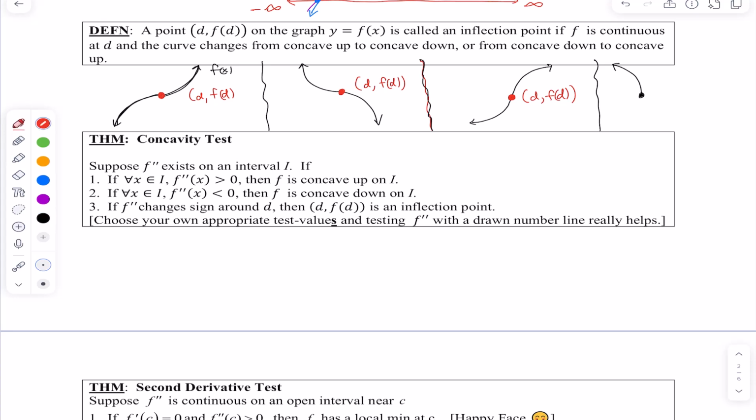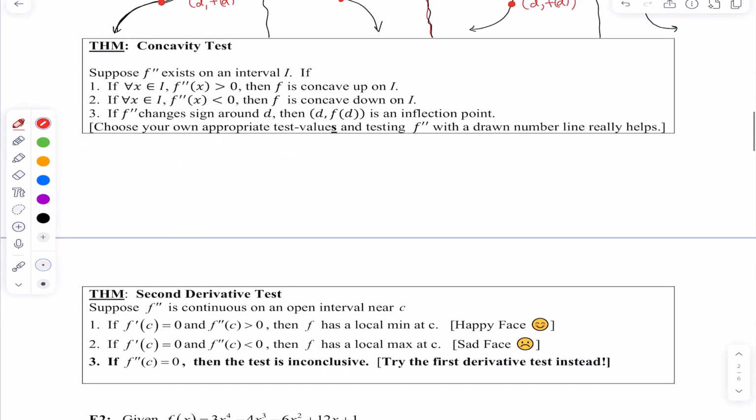Here's one more. Okay, so those are your four examples of inflection points.